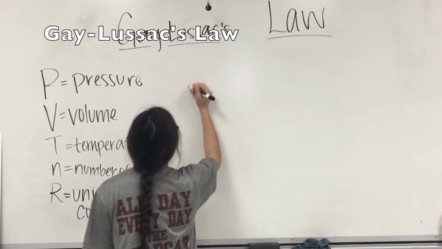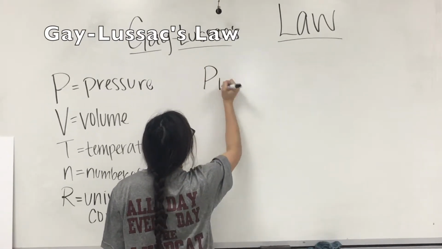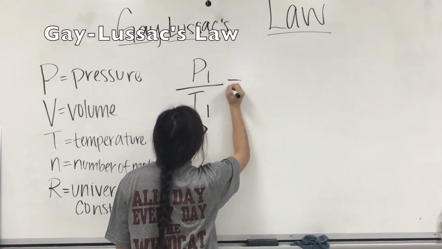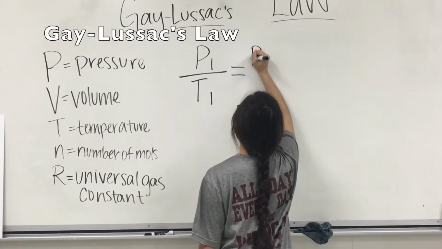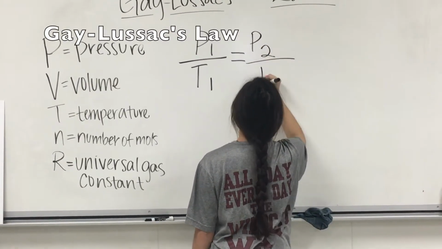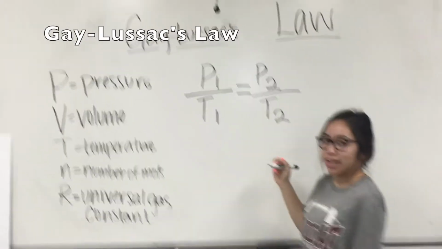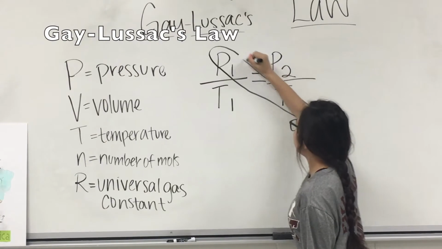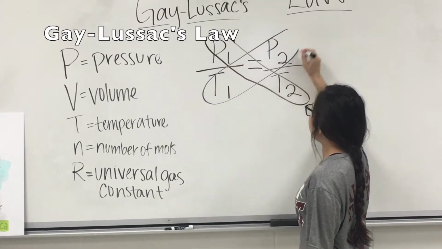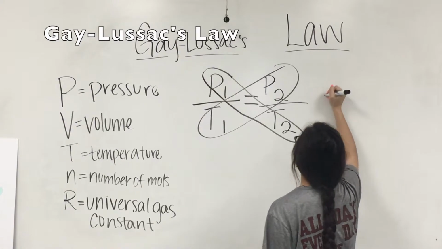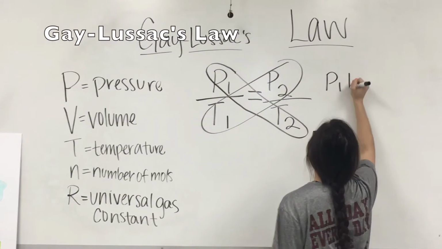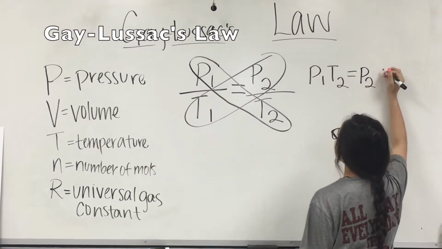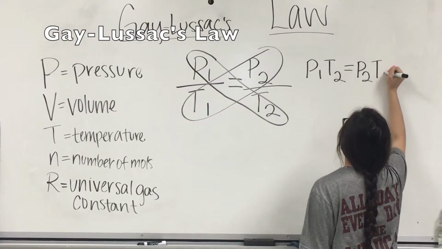The equation is your initial pressure over your initial temperature is equal to your final pressure over your final temperature. Now, a friendlier way to use this equation is to cross multiply your P1 and your T2 by your P2 and T1. Now, your new equation will be P1 T2 is equal to P2 times T1.